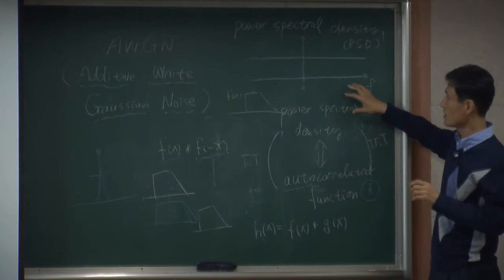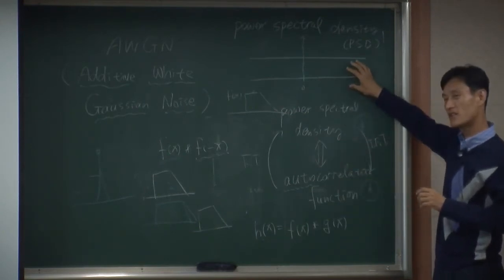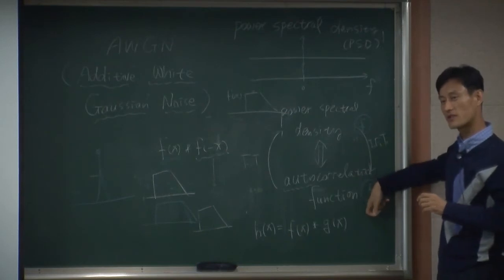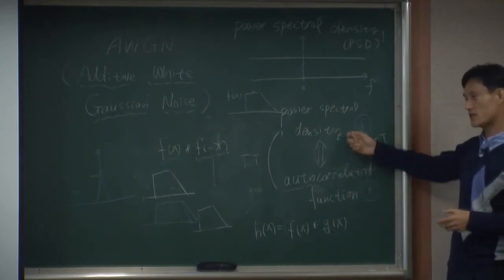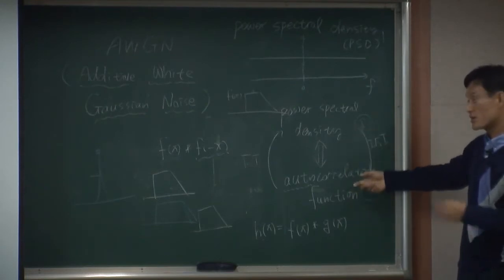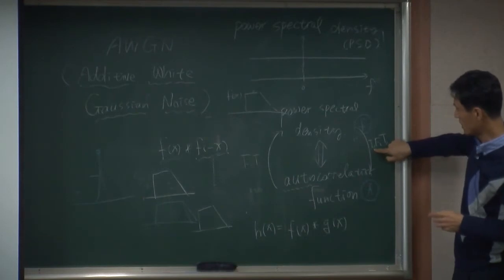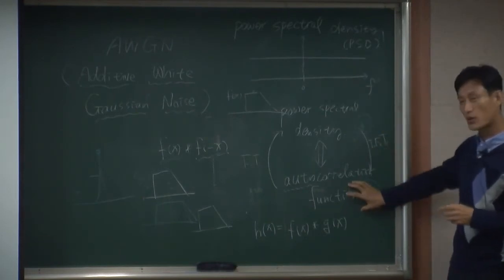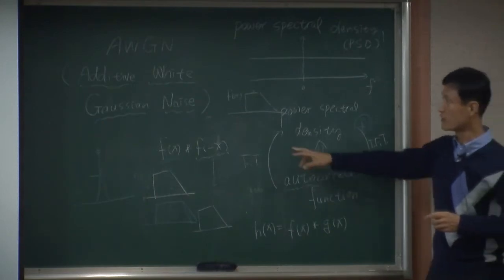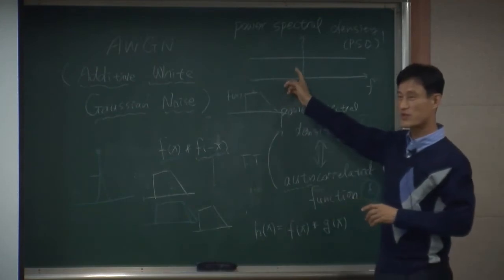Now then, let's take an inverse Fourier transform of this power spectral density in order to get autocorrelation. As I said, power spectral density and autocorrelation have a Fourier transform relationship. So if we have this power spectral density and take an inverse Fourier transform of it, you're going to get the autocorrelation function of our noise. So let's take an inverse Fourier transform of this.